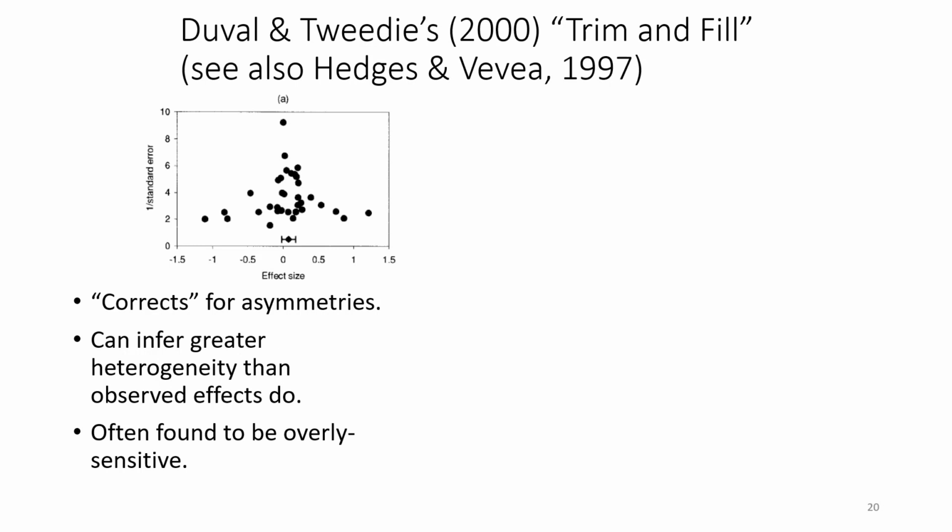Trim and fill has become an extremely popular test for publication bias. And so you can imagine a distribution. Here's from their original article in 2000.